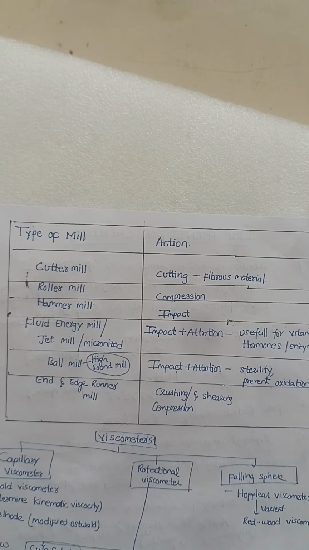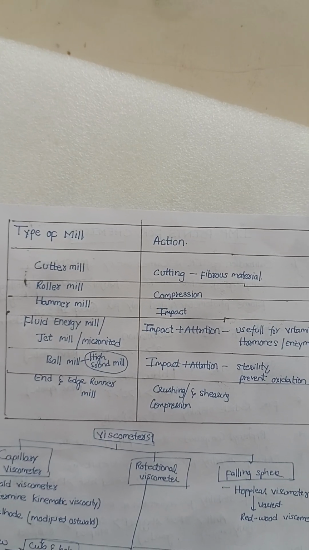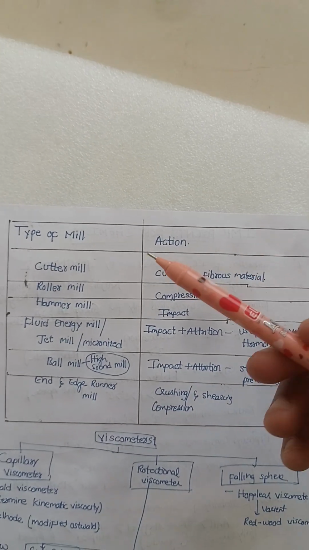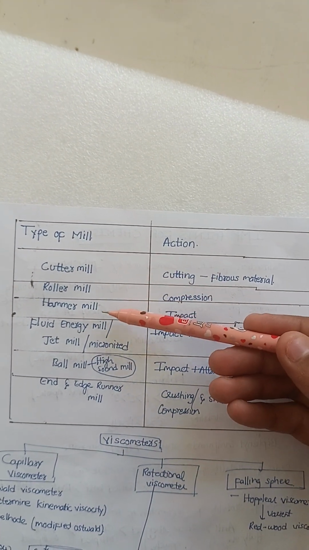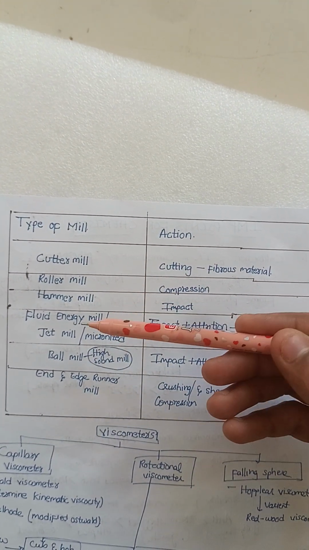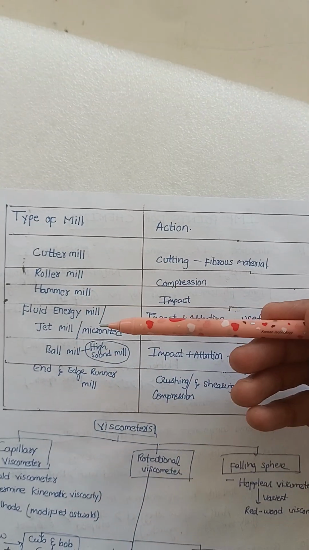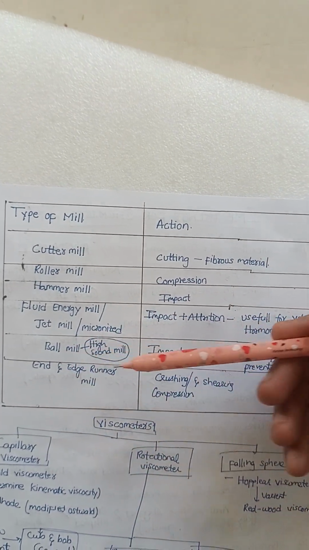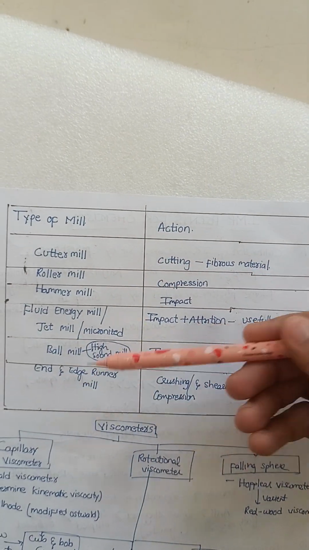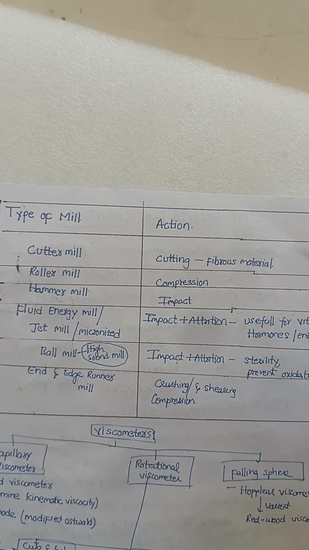So we have different types of instruments to reduce the size. We have different types of mills such as cutter mill, roller mill, hammer mill, fluid energy mill, also known as jet mill or micronizer mill, and ball mill and an edge runner mill. So these are the different types of mills. Now we look into their action.